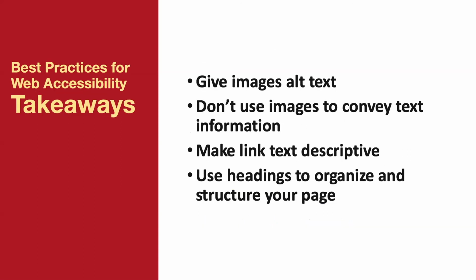Okay, so if you remember nothing else about today, these are the major takeaways for best practices. Give your images alt text. Don't use images to convey text information. Make link text descriptive. It should make sense out of context. Use headings to organize and structure your page without using heading styles on entire paragraphs. And I'd say that these are probably the easy wins when it comes to making our sites more accessible. And by doing them, it would really help improve our sites a lot.